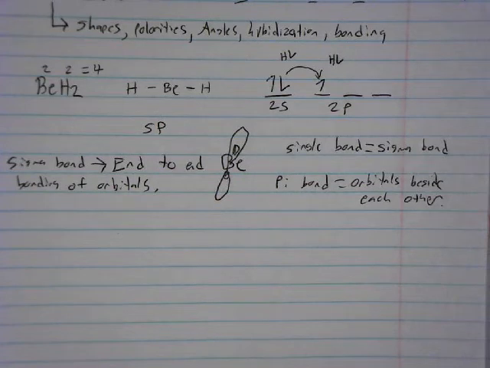So sigma bond, do you see how these are actually end to end? They're in a line. A pi bond, they'd be up like this beside each other. So this is a sigma bond. A pi bond, they'd be up like this beside each other. So end to end, and beside each other. I'm going to show you more of that later, probably tomorrow.